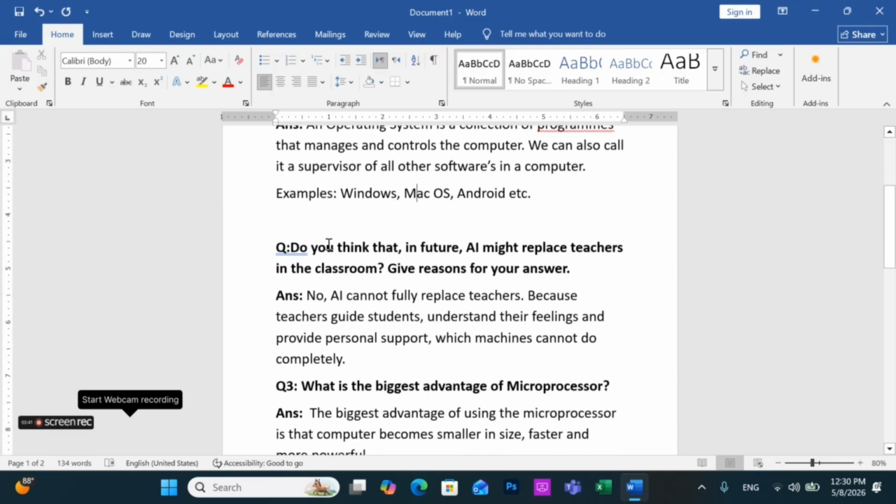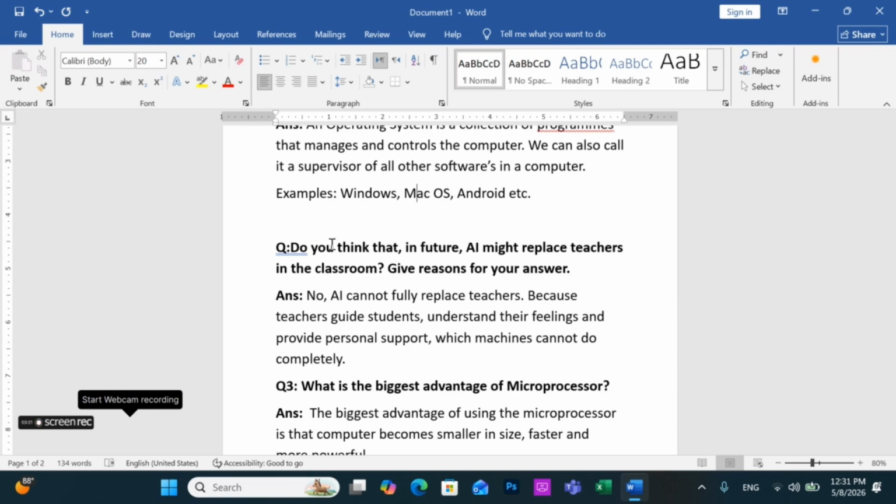Okay, so question number 2 from today's lesson is, do you think that in the future AI might replace the teacher in your classrooms? Give reasons for your answer. Okay, if you write yes, then you have to write the reason to justify your answer, and if you write no, then you have to write the reasons for your answer too. Okay, so the answer is no, because AI doesn't have any type of feeling or emotion, so they cannot understand the feelings of students, or the mood swings of the students. So that's why they cannot replace the teacher fully.